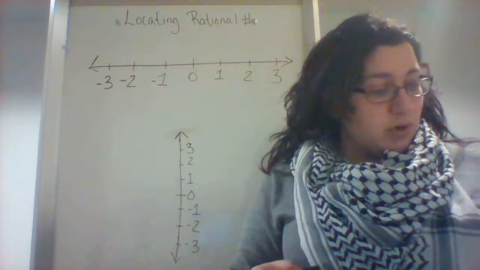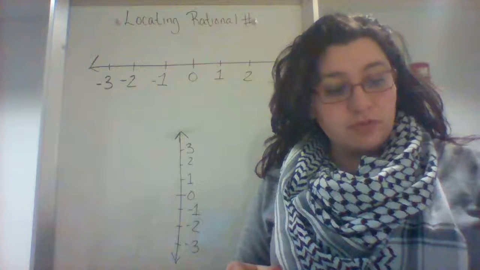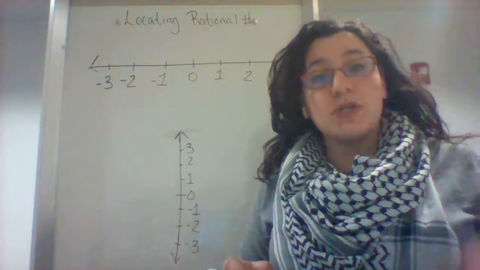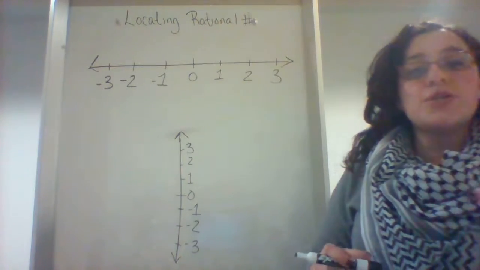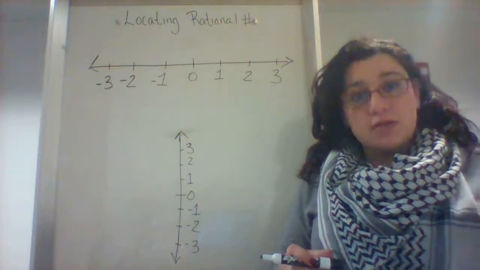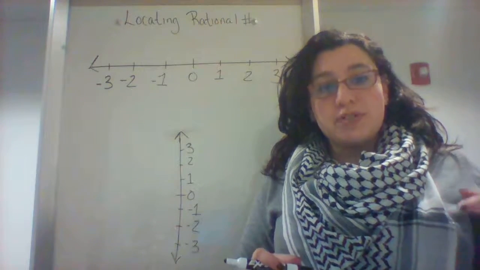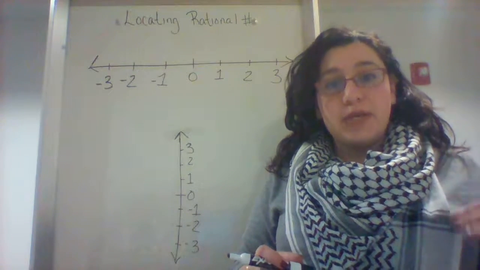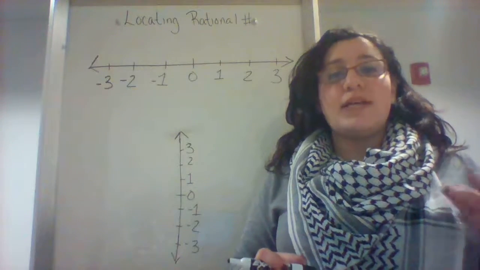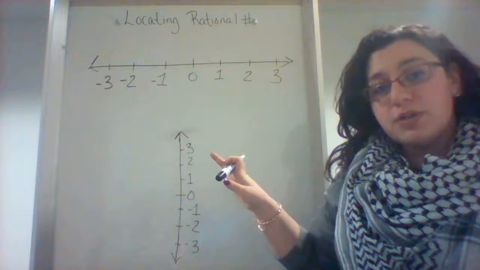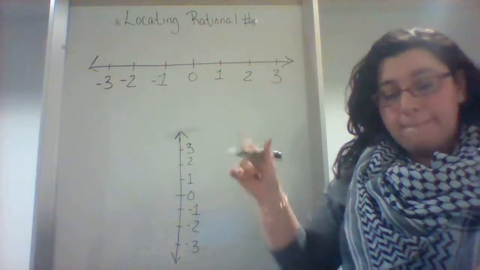Alright guys, so we are going to talk about lesson 12 for GLE 6, and this is locating rational numbers on a number line. So remember, a rational number is any number that appears on the number line. So decimals, fractions, whole numbers, mixed numbers, anything that appears on a number line is considered a rational number. So we are going to find rational numbers on a number line.